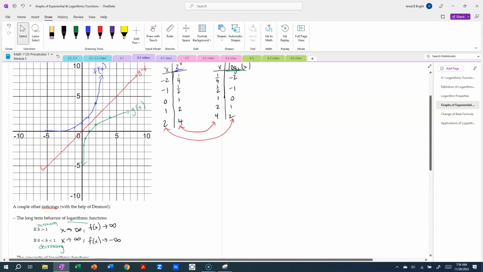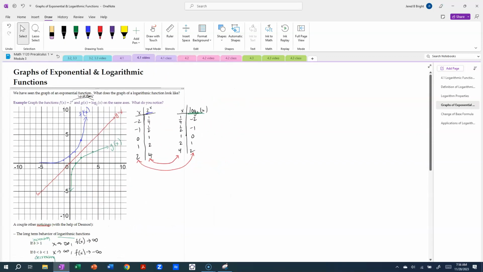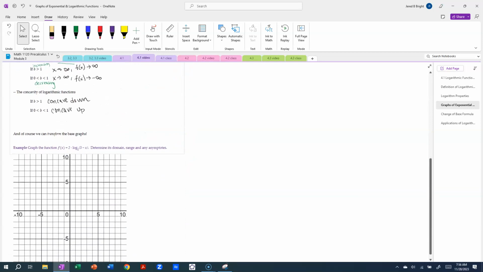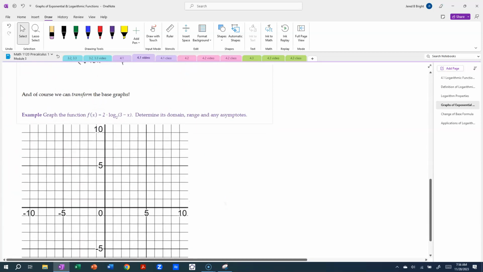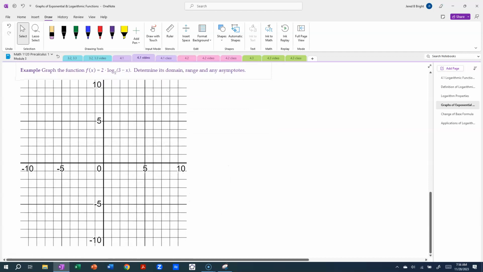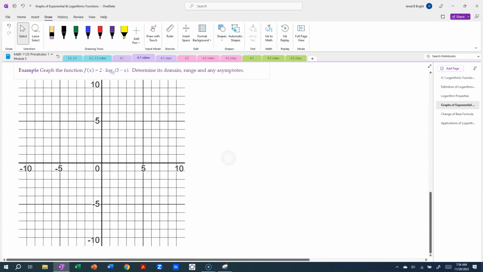Okay, so that's the basic idea with exponential and log functions and their graphs. But now, of course, we can transform these, right? And so we have f of x is equal to 2 times log base 2 of 3 minus x. Determine its domain, range, and any asymptotes.